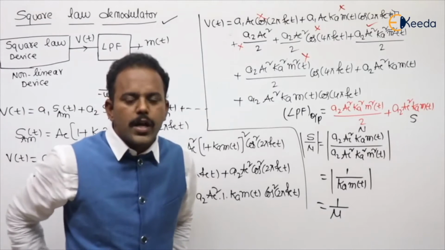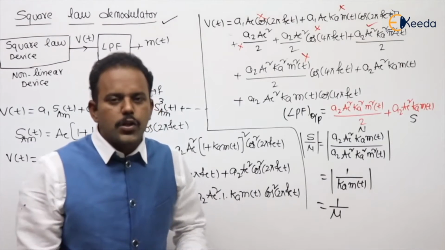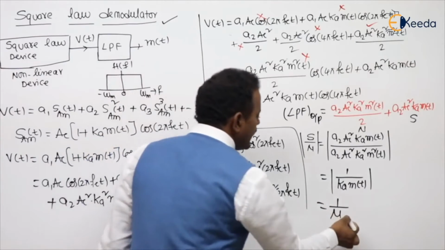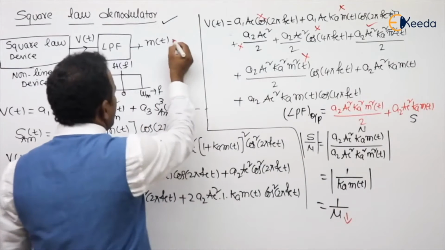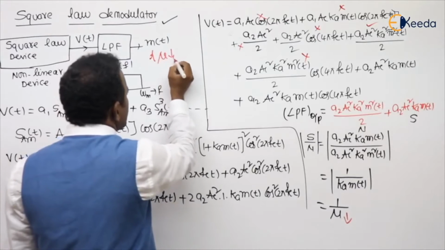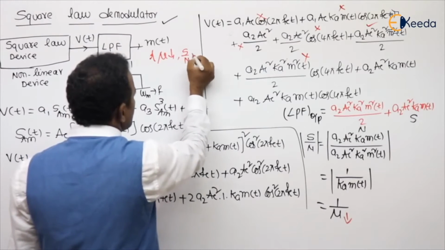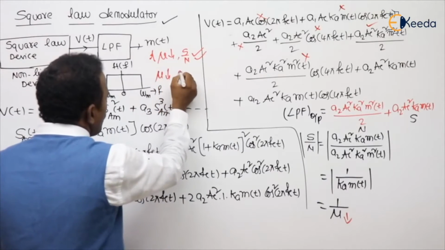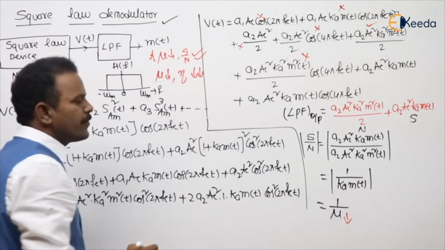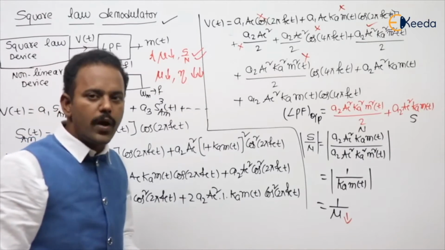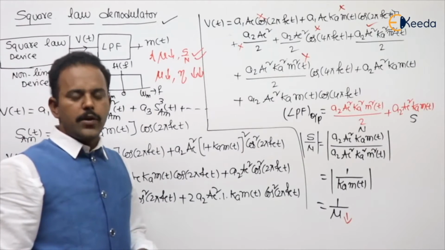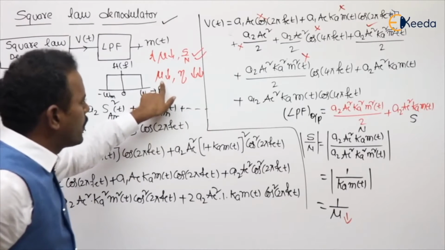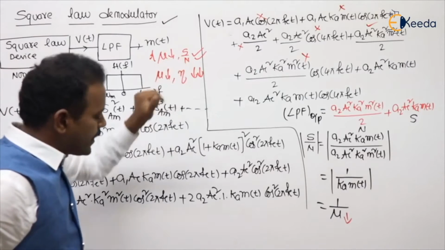And we want the signal to noise ratio to be more. If the signal to noise ratio should be more, what about the mu value? It should be less. So I am writing here: if the mu value is less, signal to noise ratio is good. Very good. Good point. But if the mu value is less, what about the efficiency? Also less, because the efficiency of an AM modulator increases as mu increases. Do you understand my point or not? So, if you want a higher efficiency, mu should be more. If mu is more, signal to noise ratio is less.